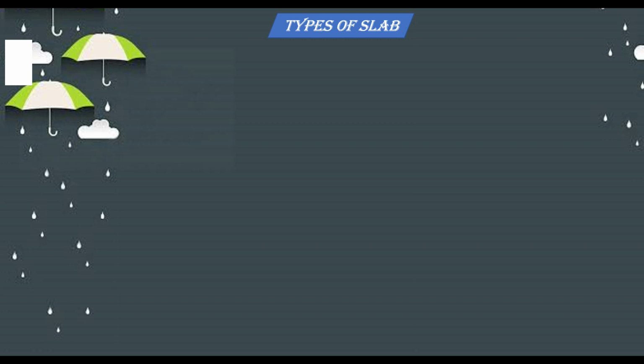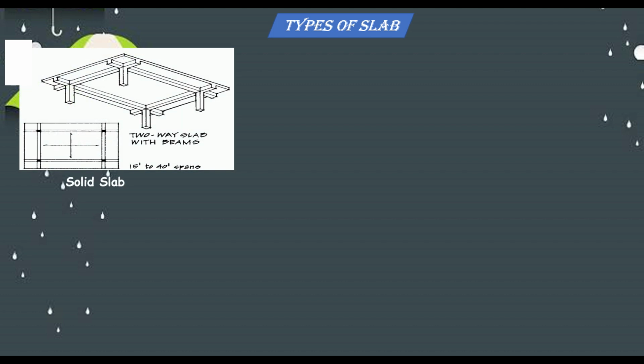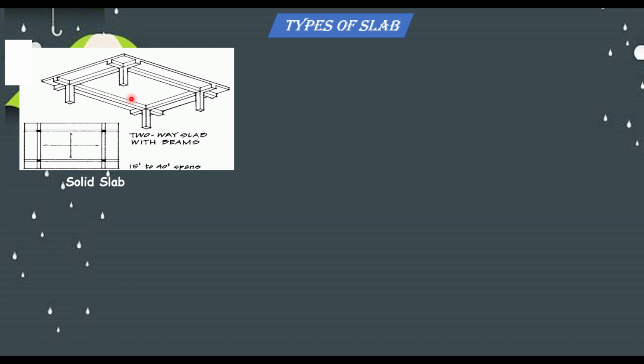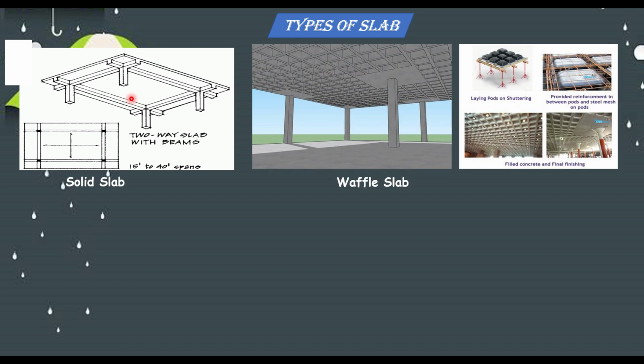We have the solid slab, which comprises beams and slab. In the load distribution mechanism, the load is distributed from the slab to the beam, then to the column, and then to the foundation in a typical solid slab. With solid slab you can have two-way slab, one-way slab, and in some other cases also cantilever slab. Then the other type of slab is the waffle slab.